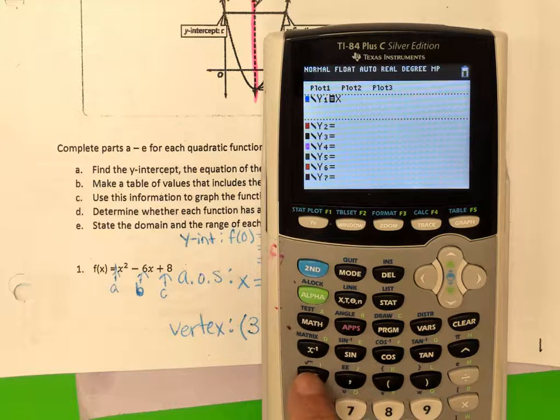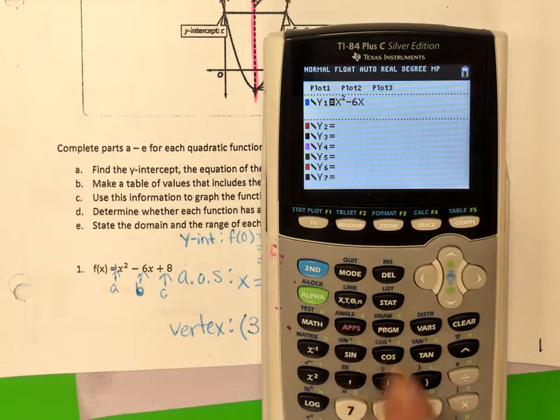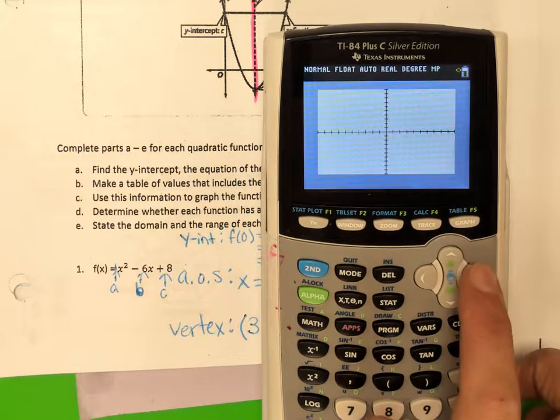And then we're going to square it, which is right below that inverse button that we just learned not too long ago. And then subtract 6x, and then plus 8. And then you can graph. You do not have to hit enter. You can if you want to. Hit graph and you should get a nice pretty parabola.